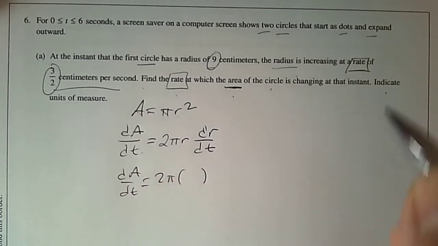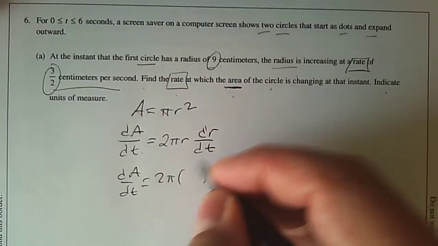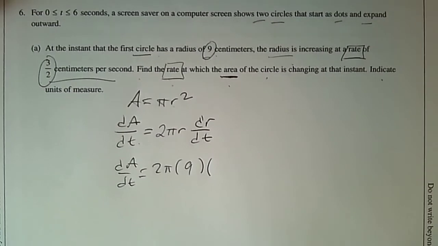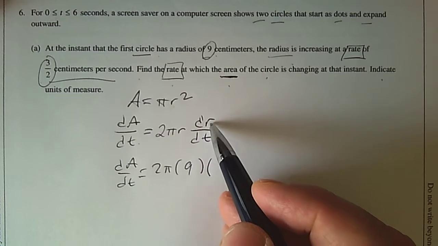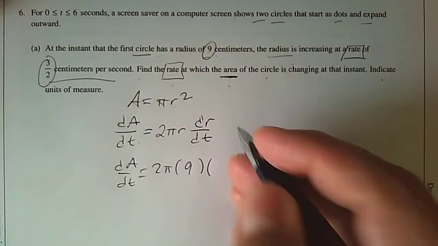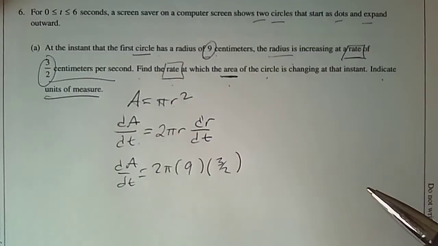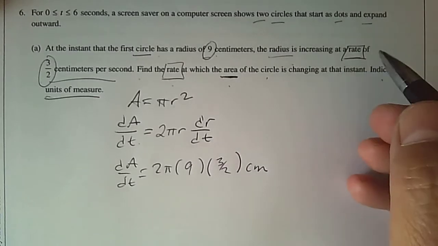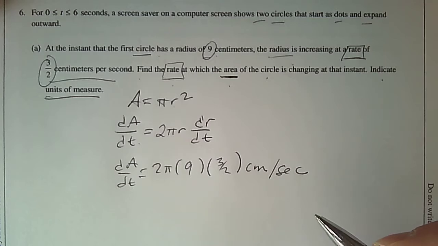The radius, do I know what the radius is? Well, it says the radius is 9. Do I know what the rate of the radius is increasing or decreasing by? What's the rate of the radius? Well, the rate of the radius is 3/2. And then the last thing I need to include is the units of measure. So what unit is this in? It's in centimeters and seconds. And you just answered it.